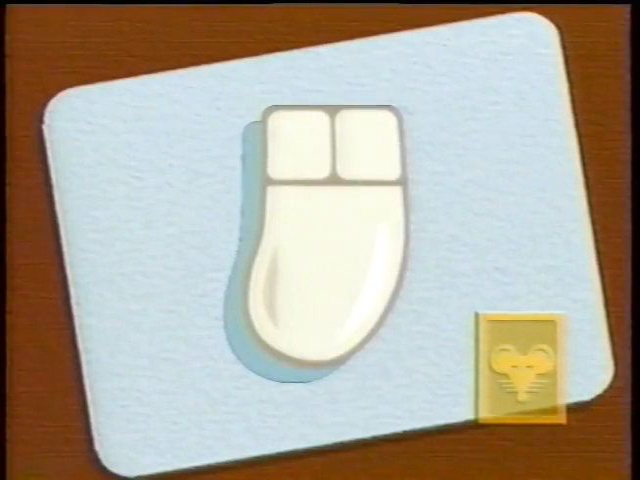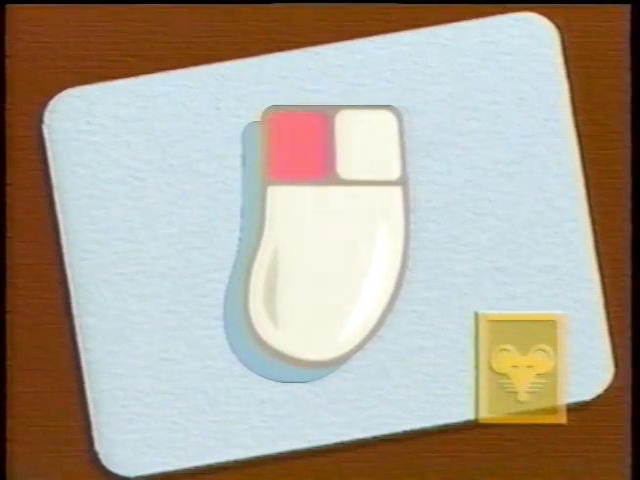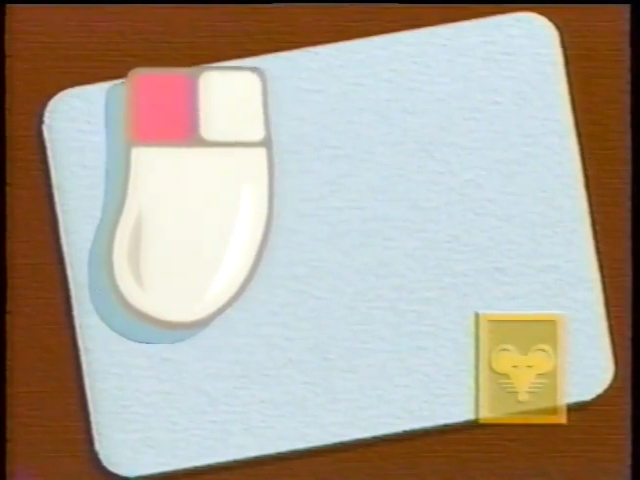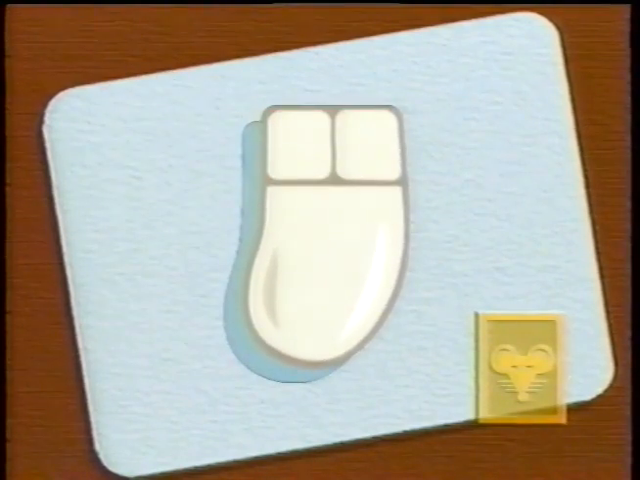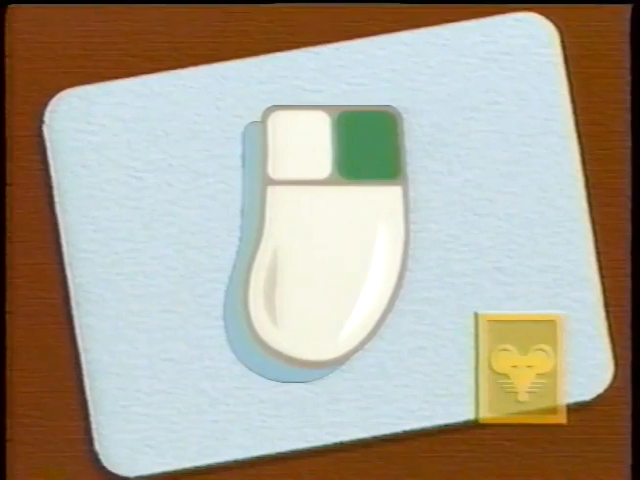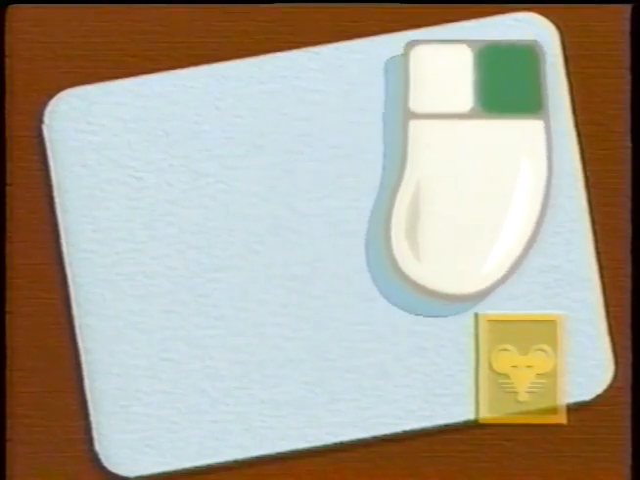Clicking refers to briefly depressing the left mouse button once. Double-clicking refers to quickly depressing the left mouse button twice in succession without moving the mouse. Dragging refers to depressing the left mouse button, holding it, and moving the mouse around. Right-clicking refers to briefly depressing the right mouse button once. Right dragging refers to depressing the right mouse button, holding it down, and moving the mouse around.